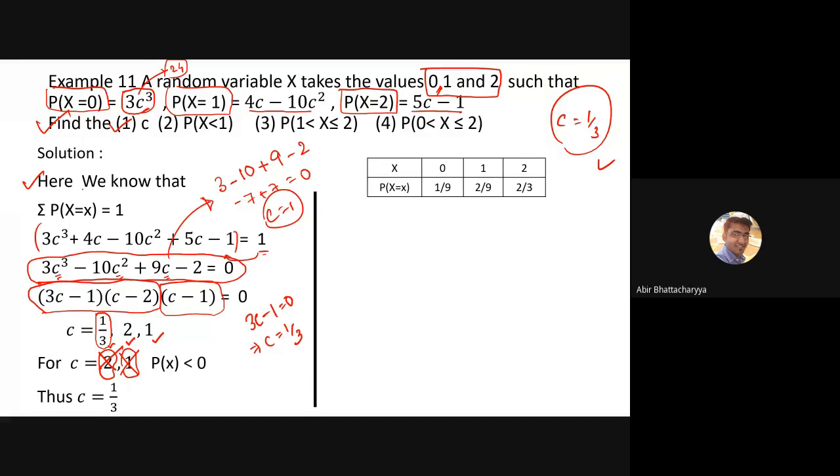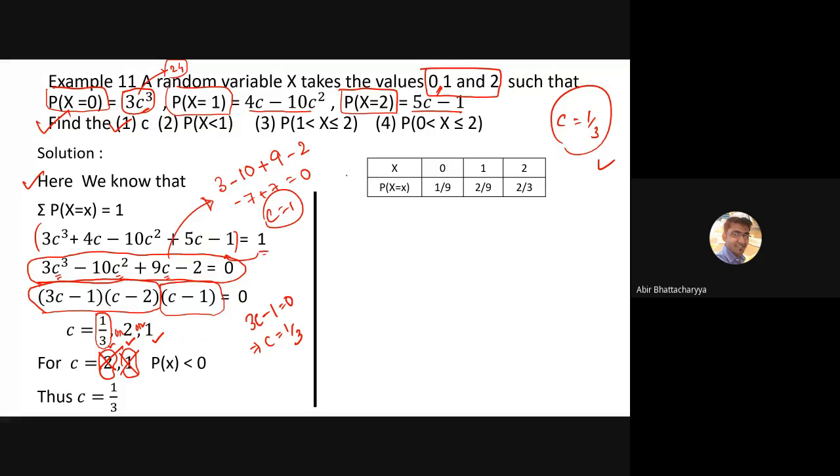Don't write C equals 1 by 3, 2, 1. 1 by 3 or 2 or 1 were the possibilities. Among them, 2 and 1 failed to give the correct value of C. That means what is the correct value of C? The correct value of C is 1 by 3. Why did 2 and 1 fail? Because the probability becomes invalid. That's why 2 and 1 are not possible.